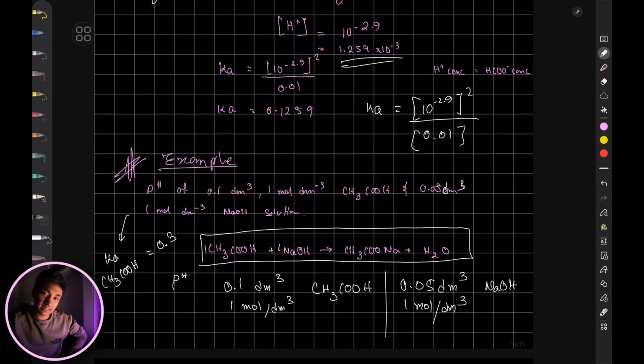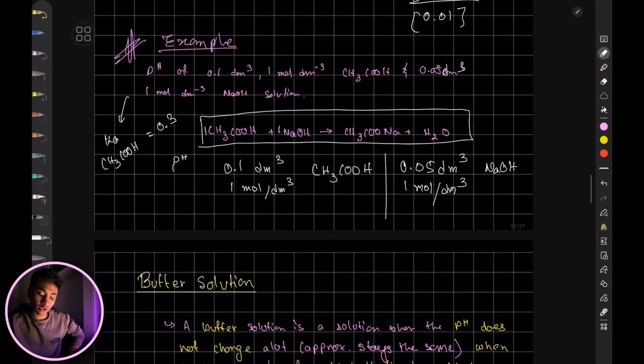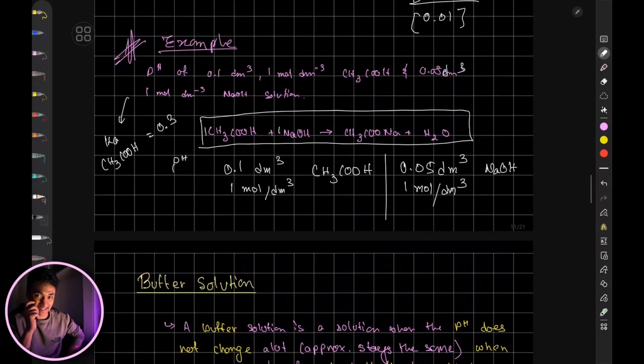Okay, it should be easy. I've already explained how to do it. You know the Ka, you find H plus and you find pH. Simple. Again you work with the left-over acid. Left-over weak acid, not the entirety of the weak acid, because some gets used up into making the salt.